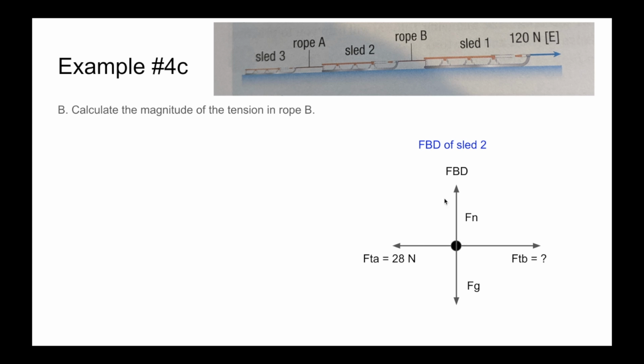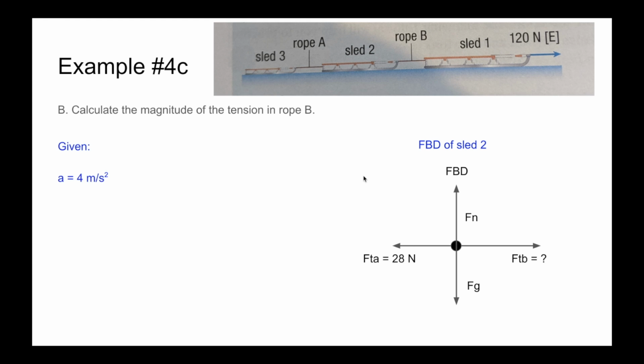So as it applies to sled 2, rope A is acting towards the west and rope B is acting towards the east. And so there's going to be a net force here. Obviously, FTB has to be greater than FTA because we know that the sled is accelerating towards the east. And so the net force must be in the east direction. And that's why I've drawn the vector symbol here longer than the vector symbol over here.